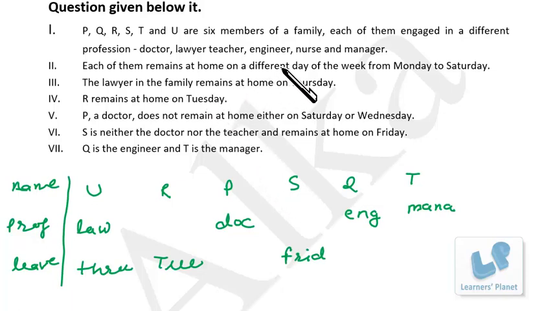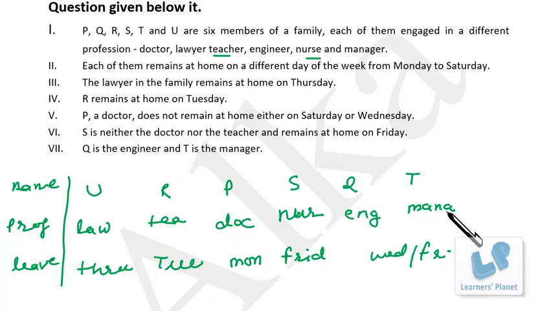Now we are left with 2 professions, teacher and nurse, right? Now S is neither the doctor nor the teacher. So S, nurse, that means R is teacher. P, a doctor, does not remain at home Saturday or Wednesday. So Saturday and Wednesday cannot be here. So it should be Monday. For Q and T, we don't have unique information. So that's Monday, Tuesday, Wednesday and Friday, between these two.